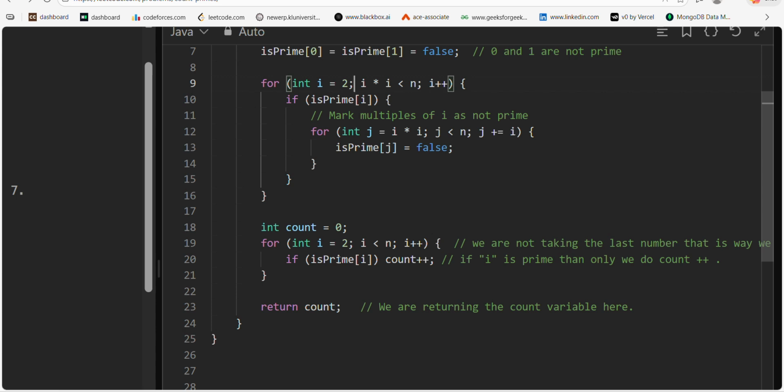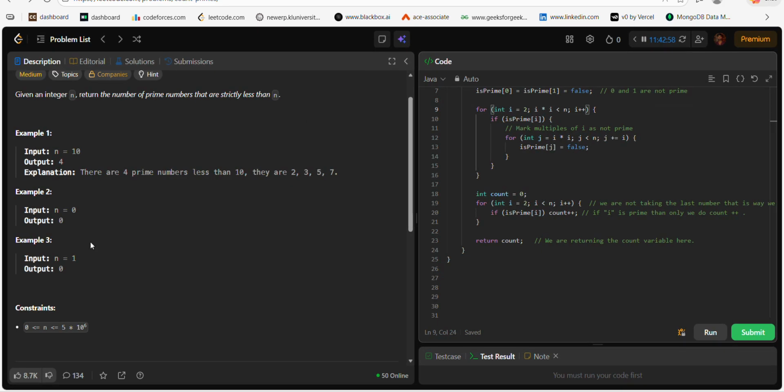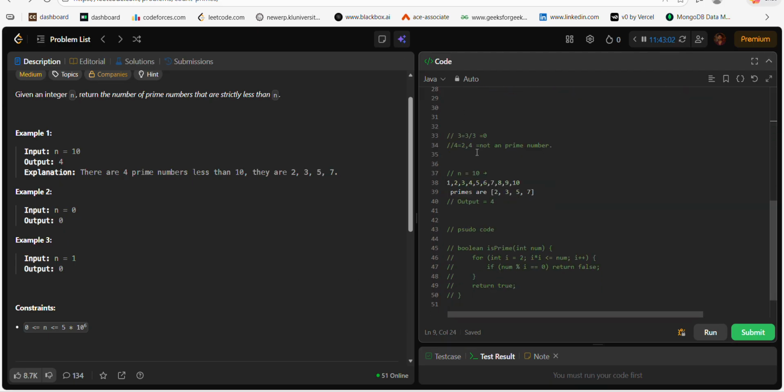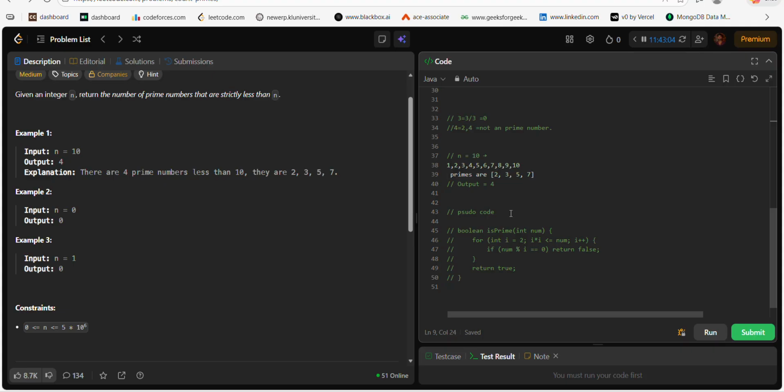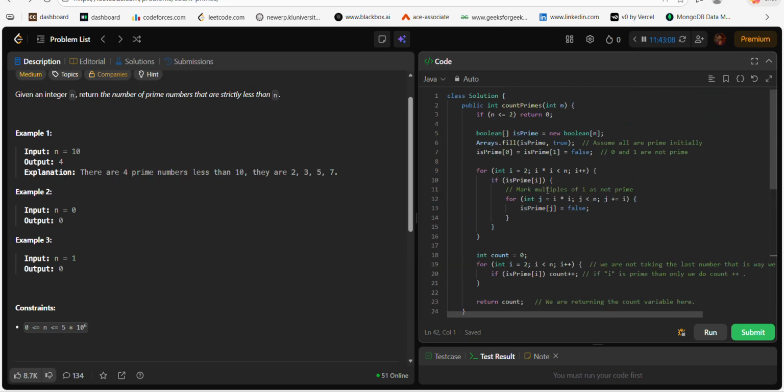I hope all of you understood this problem in a very easy way. At the bottom, I have explained the pseudocode we used for this. So yes, this is the whole code for this.